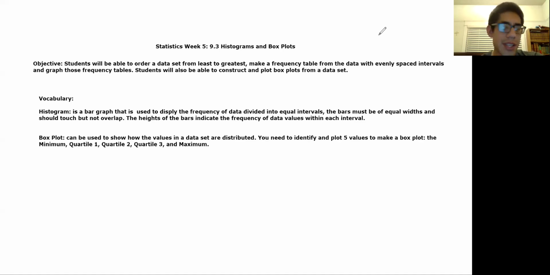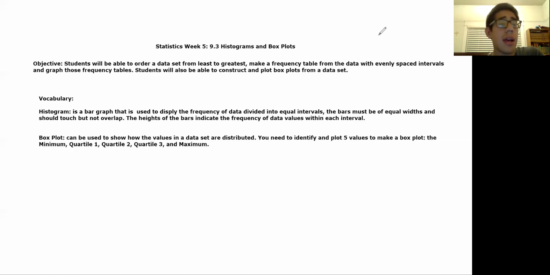So a histogram is basically just a bar graph, but instead of the bars being separated, they're all huddled together. It's a bar graph that is used to display the frequency of data divided into equal intervals. This equal intervals part is really important. The bars must be of equal widths and should touch but not overlap. The height of the bars indicates the frequency of the data values within each interval. That may not mean much to you right now, but I'm going to go into what that means and what that looks like.